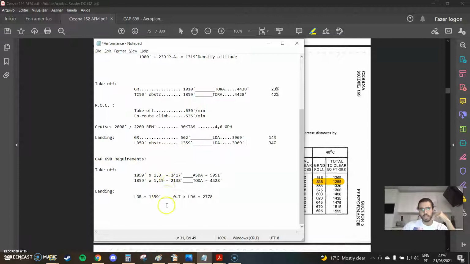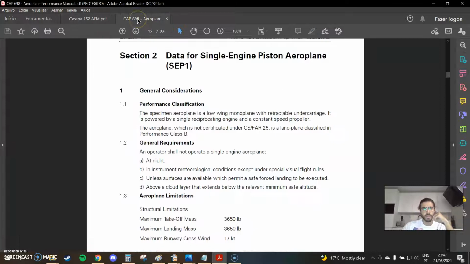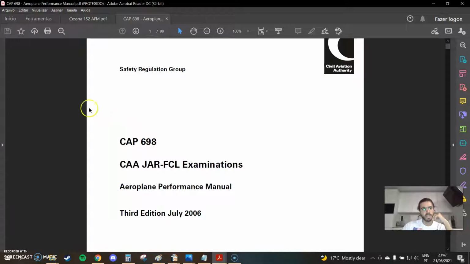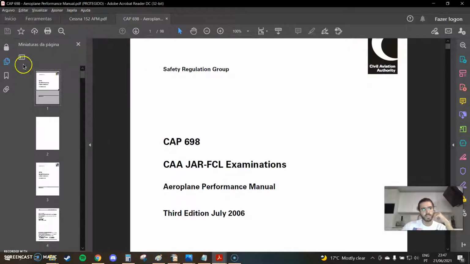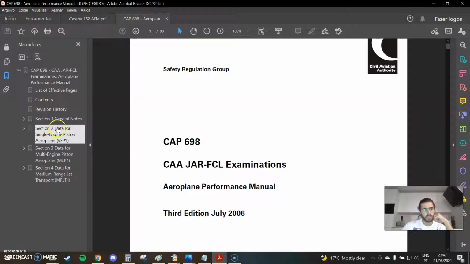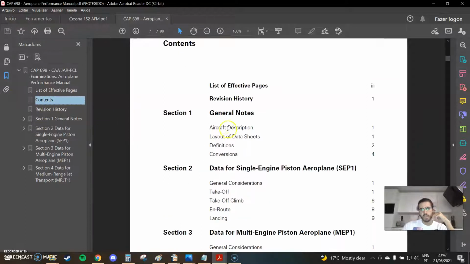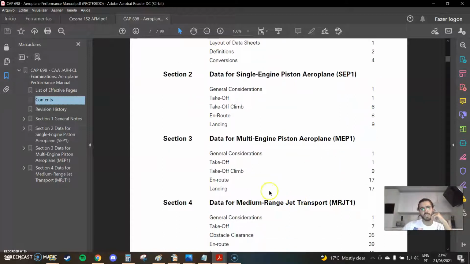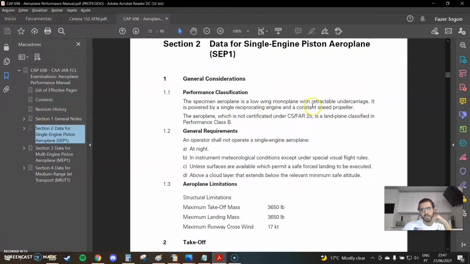Now, you have to also check some other things with the air law. So CAP 698, which is basically the airplane performance manual, still from CAA. Go here, because you have single engine piston, multi-engine piston, medium range jet. So basically we want single engine piston, we'll go straight to it, and you have some specifications here.